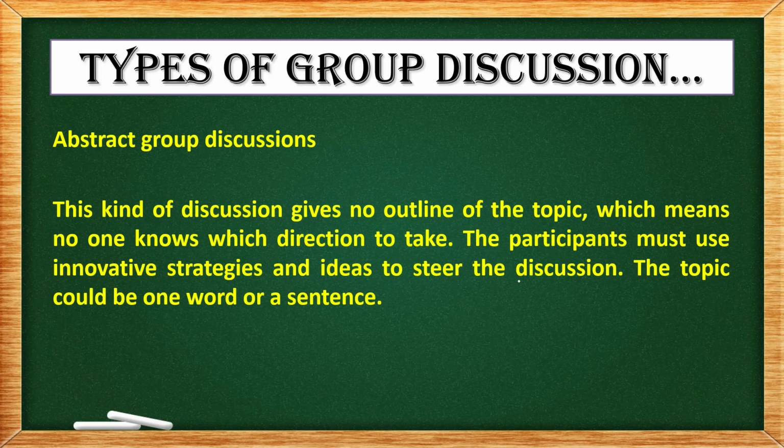Abstract group discussions. Abstract group discussions are basically where a word or a sentence is given, where generally we do not have two opinions, like we have to speak against the topic, or my opinion is in favor of the group discussion. This kind of discussion gives no outline of the topic, which means no one knows which direction to take. The participants must use innovative strategies and ideas to steer the discussion, that is, to initiate the discussion. The topic could be one word or a sentence.